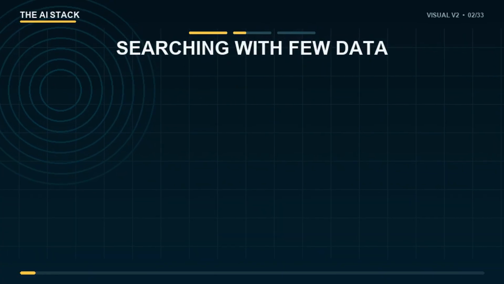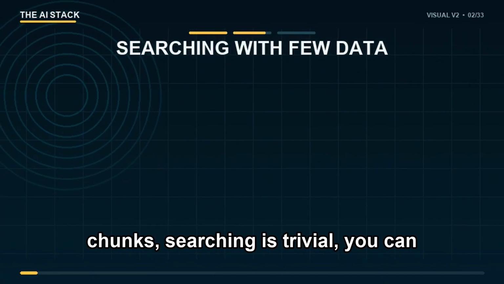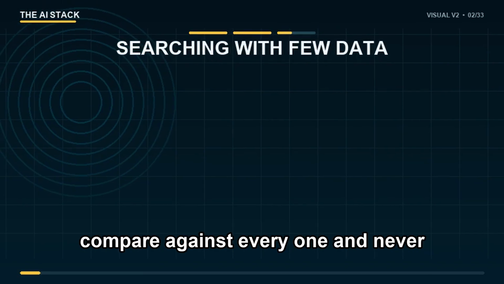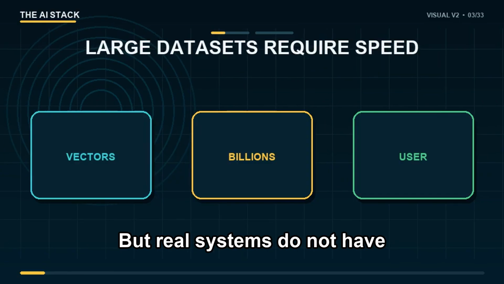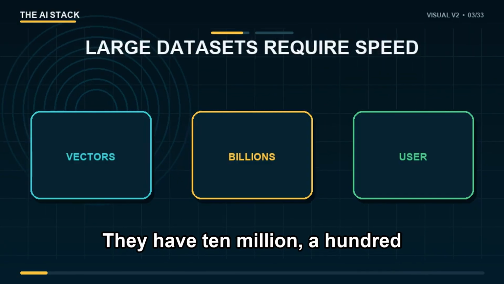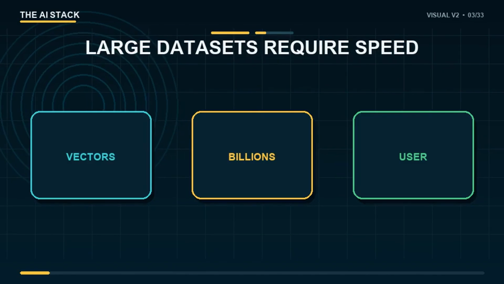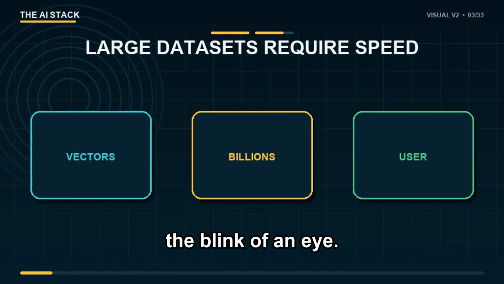Here is why. When you only have 1,000 chunks, searching is trivial. You can compare against everyone and never notice. But real systems do not have 1,000 vectors. They have 10 million, 100 million, sometimes billions. And users expect an answer in the blink of an eye.